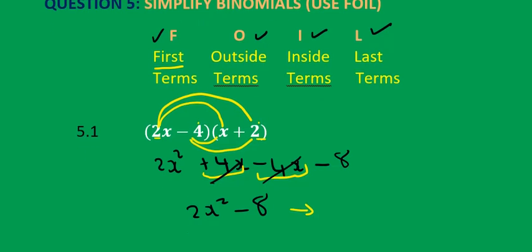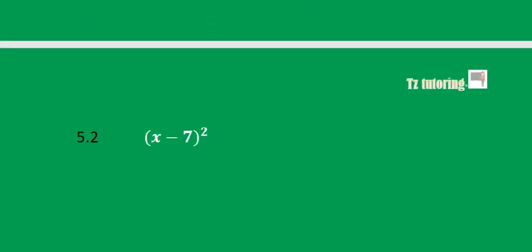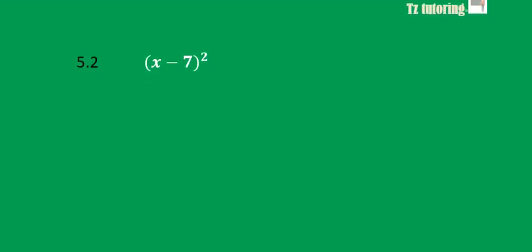Let's go on to the next, last question. And for this question, we also need to apply FOIL. But before we can apply our FOIL, we would first need to expand the bracket twice because of that 2 there, the exponent of 2. So we write the bracket out 2 times. And once we've done that, we apply FOIL.